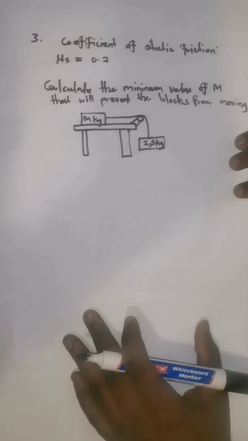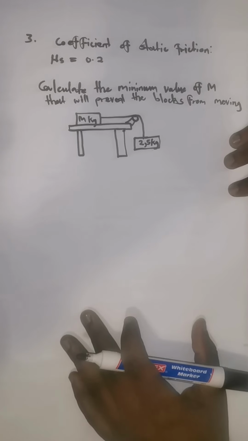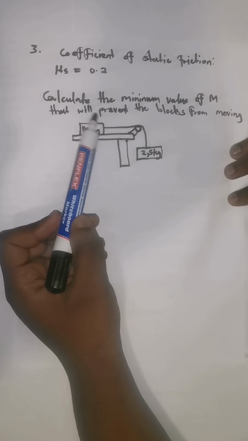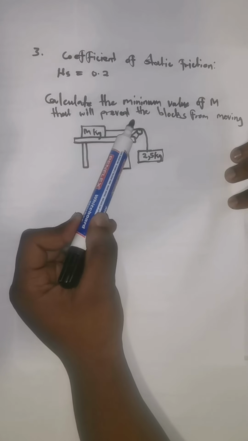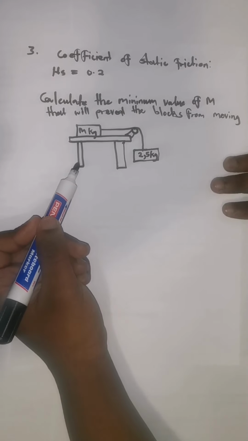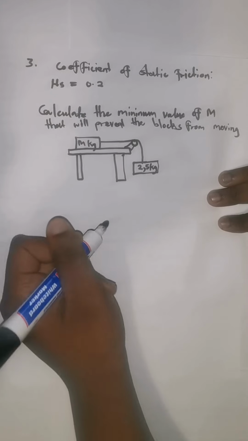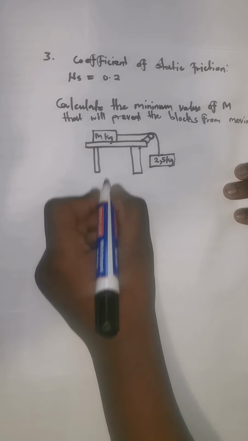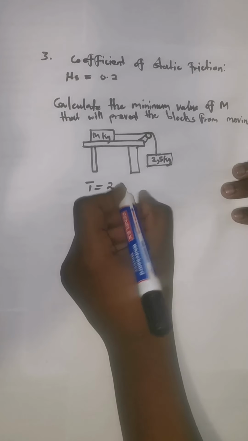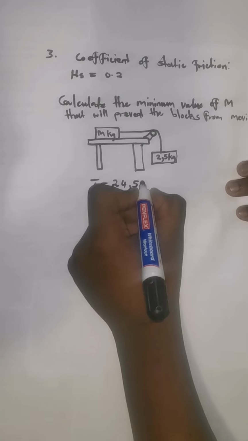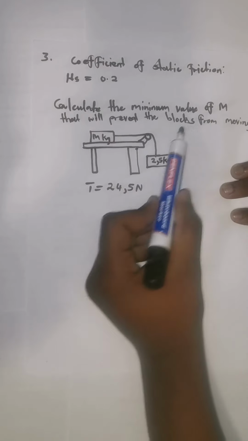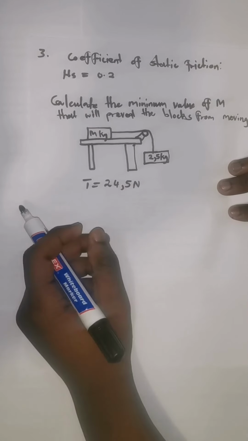For our third question, we're told that the coefficient of static friction is 0.2. And then we're also asked to calculate the minimum value of m that will prevent the blocks from moving. So we're still told that the blocks don't move, right? And you notice that from our previous question, we had that the tension in the wire was 24.5 newtons. And this question still tells us that the blocks are not moving, right? So we're still going on with that condition.